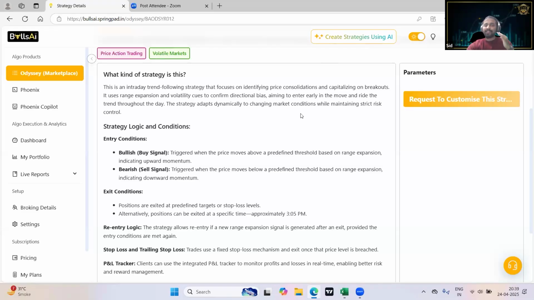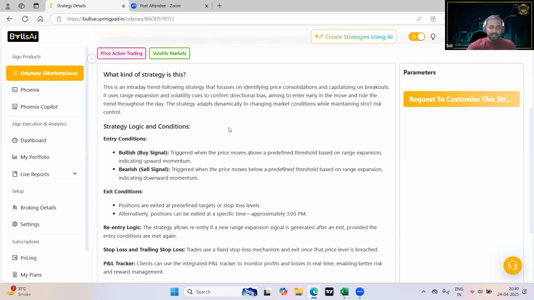You don't have to worry about whether the market is doing this, should I do it, or the market is doing that, should I do that. This strategy will take care of it, and it will take trades only based on how the market is. So you don't even have to worry whether the market is sideways, expanding, ranging, whatever.